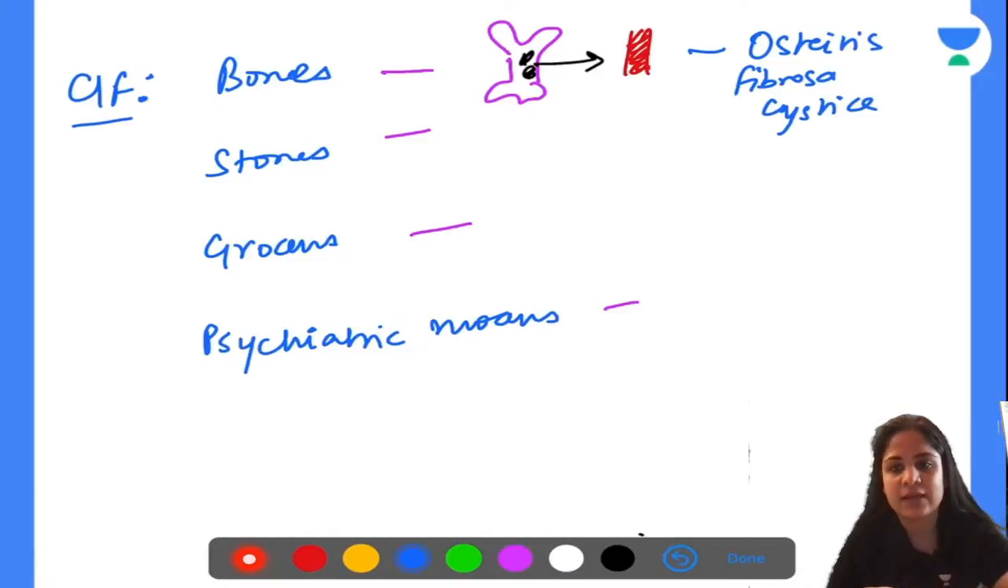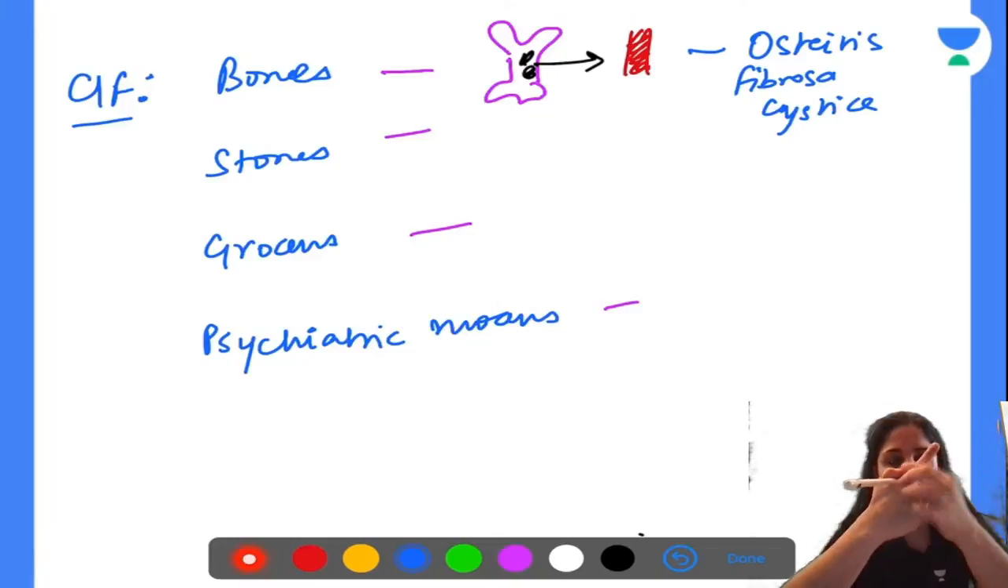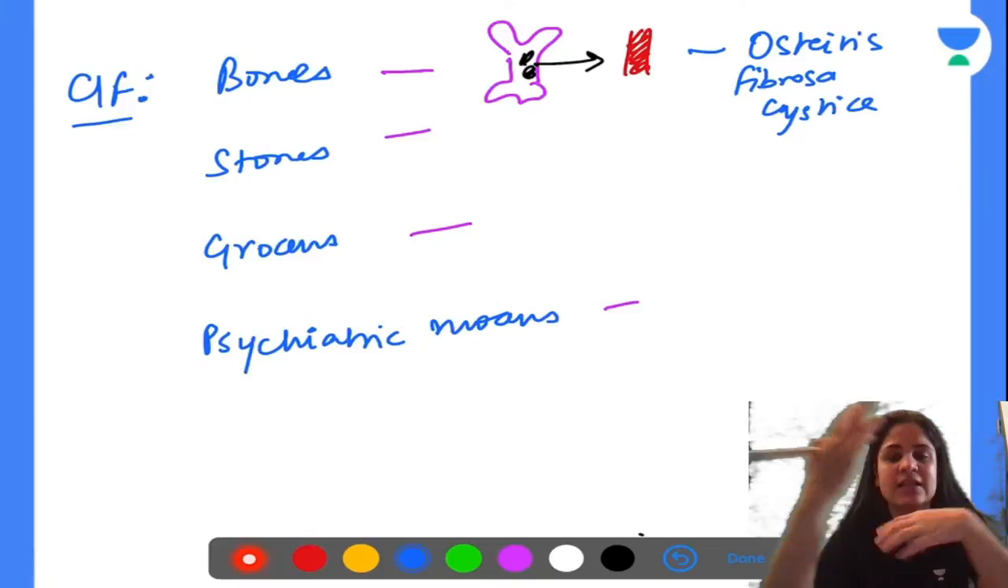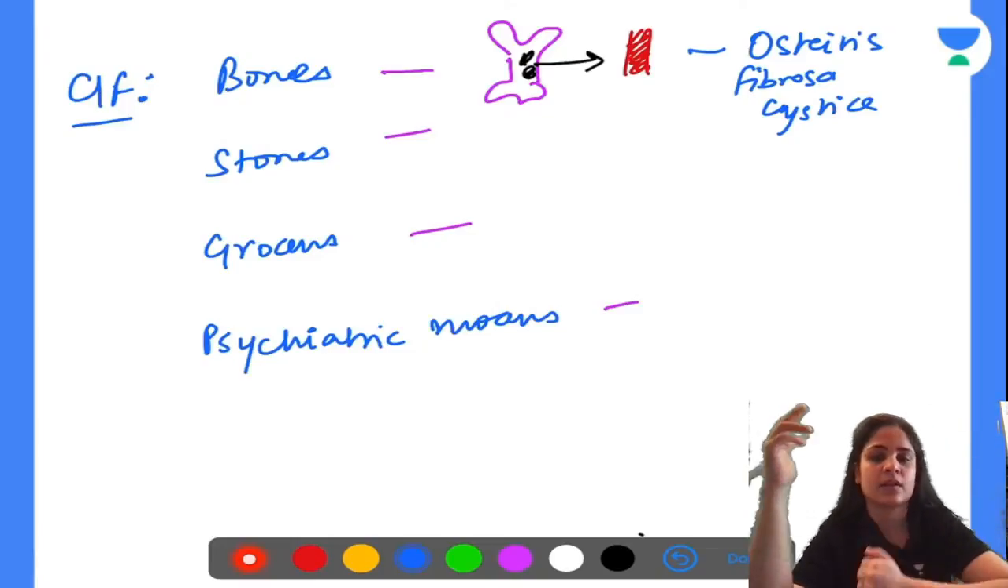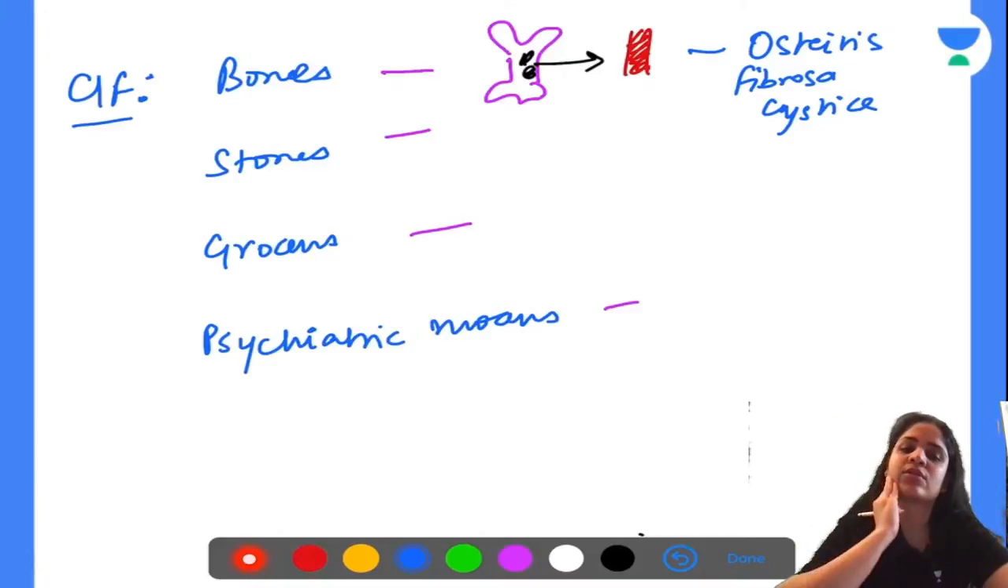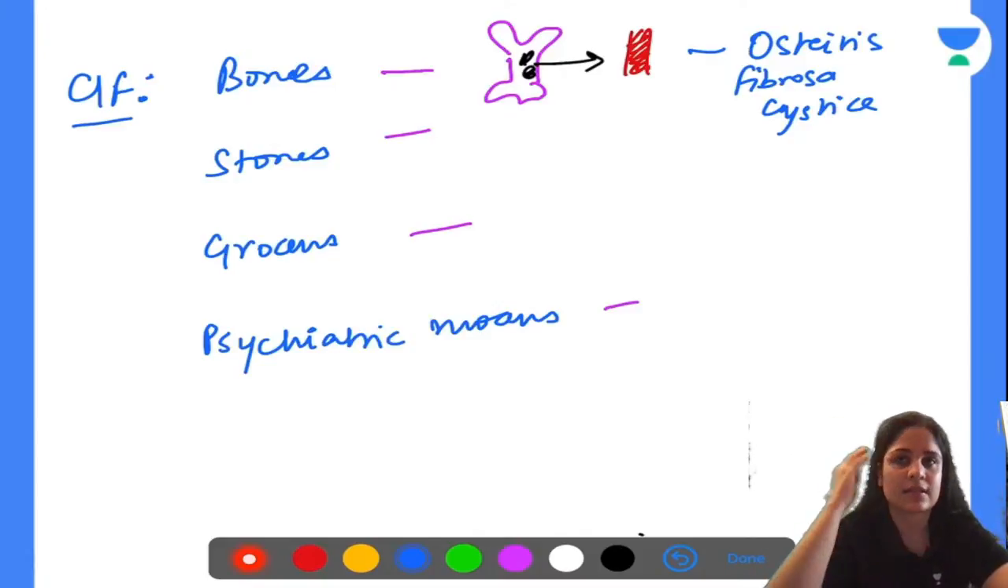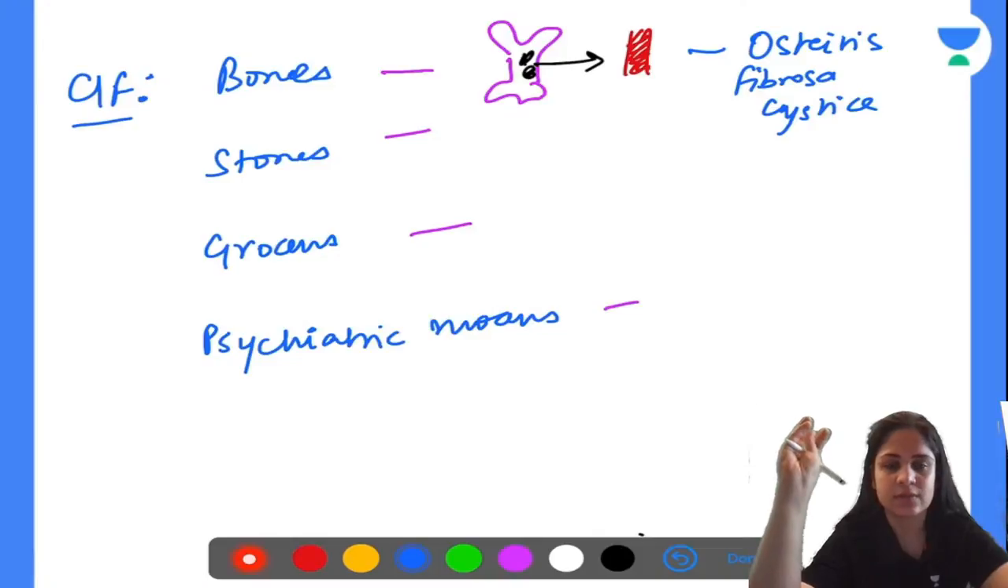cystica. Okay, and where exactly are they seen? They are seen mostly in the phalanges, in the fingers, as well as in the clavicle. Alright, okay. Now, you can also see it in the jaw, in the skull, in all of those also, you can see osteitis fibrosa cystica.